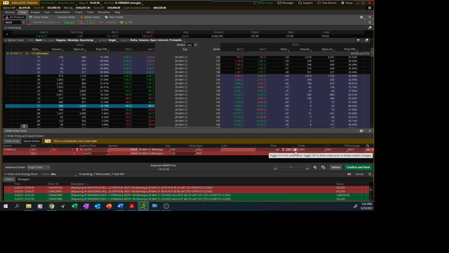And you see the padlock locked when I did that. Or right here at 69, the mid price, if I lower it here to 67, I get the same effect. The padlock locks and lets me put the order in at that price.